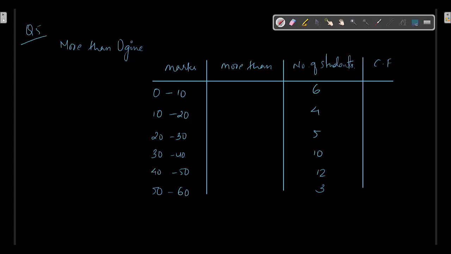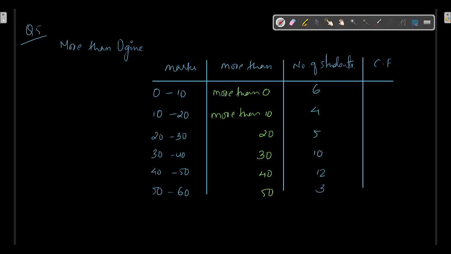Now when we talk about more than, we have to take the lower limit side. It cannot be the upper limit, because if you take more than 10, then you're left with 1 2 3 4 5 6 7 8 9, right? So when we talk about more than, we always take the lower limit points. So here you can write it down: more than 0, more than 10, more than 20, more than 30, more than 40, and more than 50.